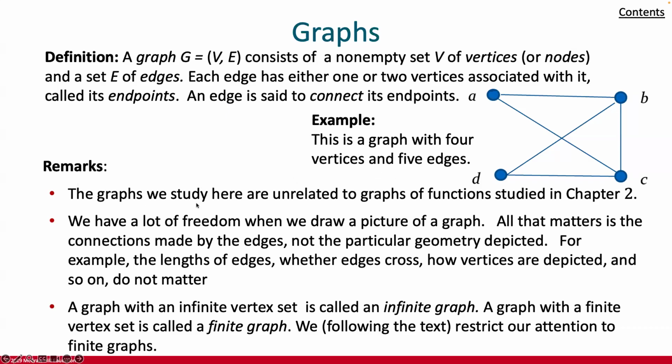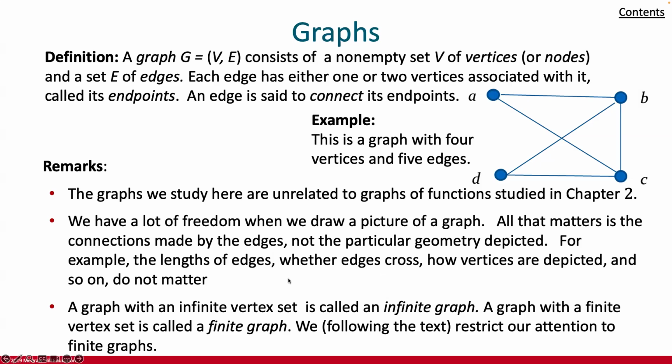So some remarks that Rosen wants us to be thinking about here. The graphs we study here are unrelated to graphs of functions that we're studying in chapter 2. We have a lot of freedom when we draw a picture of a graph. All that matters is the connections made by the edges, not the particular geometry depicted. For example, the length of the edges, whether edges cross, how vertices are depicted, and so on do not matter.